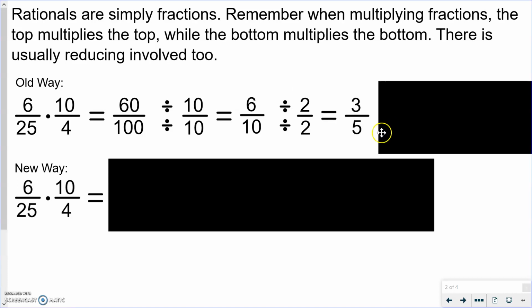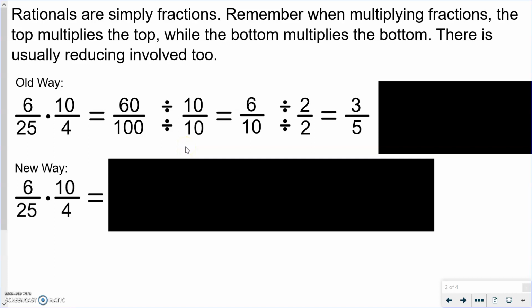So that method works fine if everything's a number, but it's not going to work too well in this unit because we now have more than numbers. We're going to have letters. We're going to have polynomials, variables. So you need to learn the new way. The new way is also more efficient, and there's smaller numbers involved. You're not going to see, for example, 60 over 100. The new way is like reversing it. So instead of multiplying and then reducing, we're going to reduce first, multiply second.